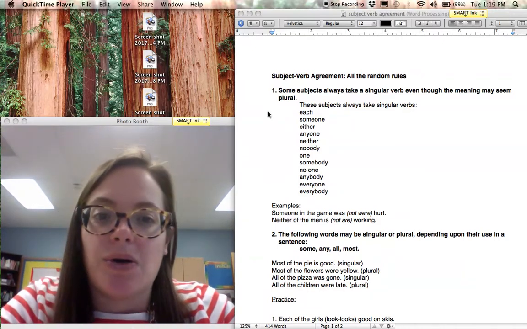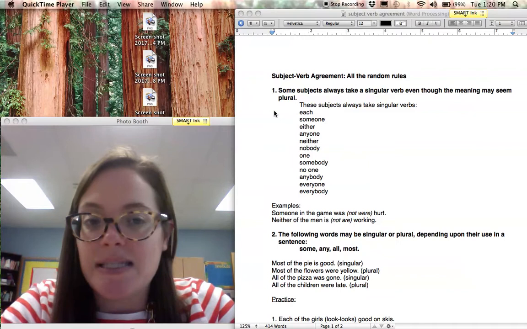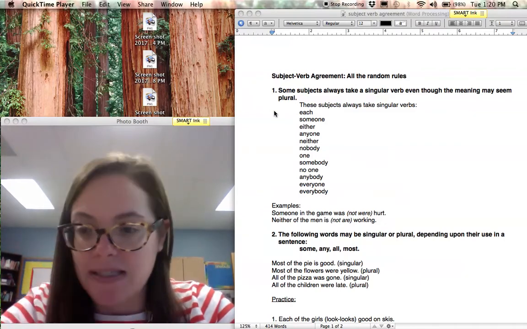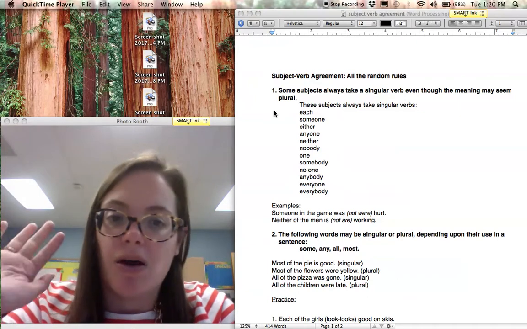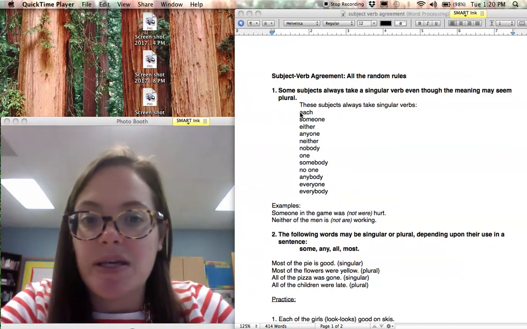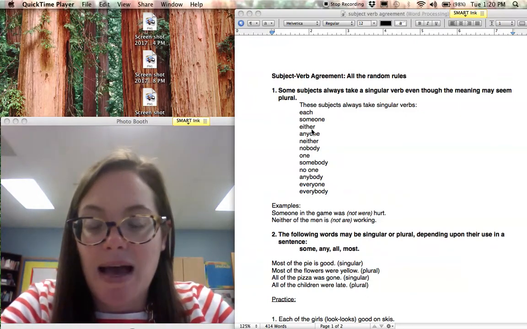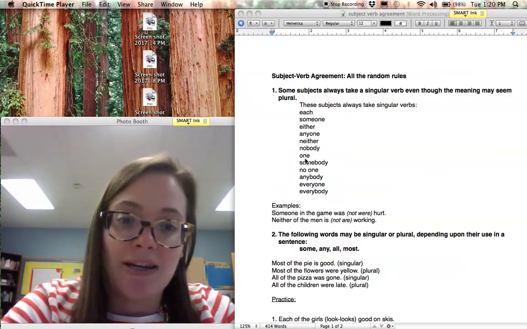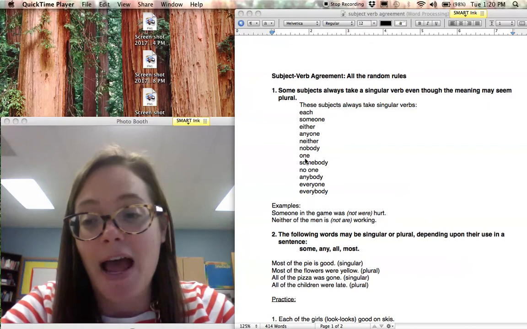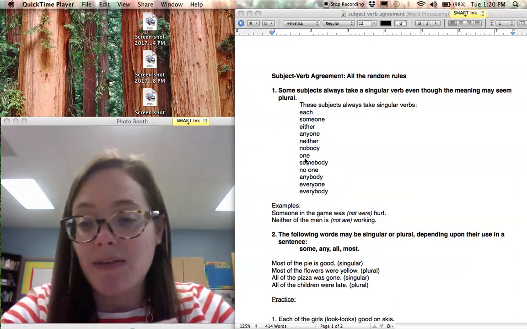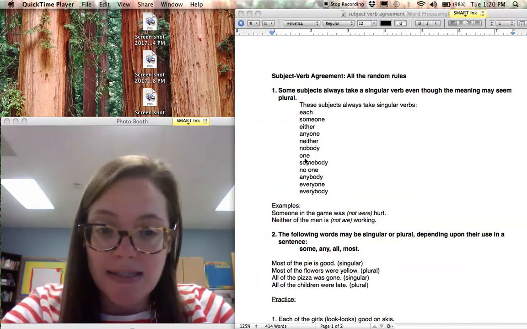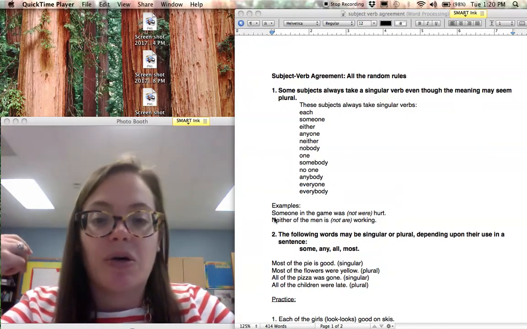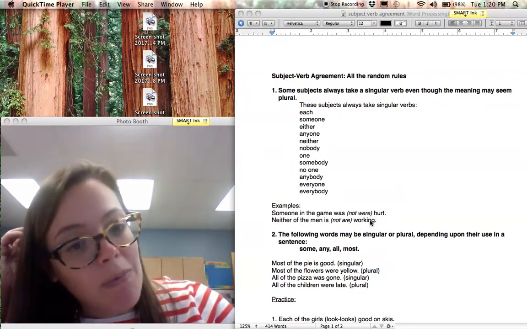Okay, so first rule, there are some subjects that always take a singular verb no matter what. Even if it seems like it should be plural, they always take the singular verb. So these are each, someone, either, anyone, neither, nobody, one, somebody, no one, anybody, everyone, everybody. So if you see any of these words as the subject of your sentence, you want to pick a singular verb. Okay, so for example, someone in the game was hurt.